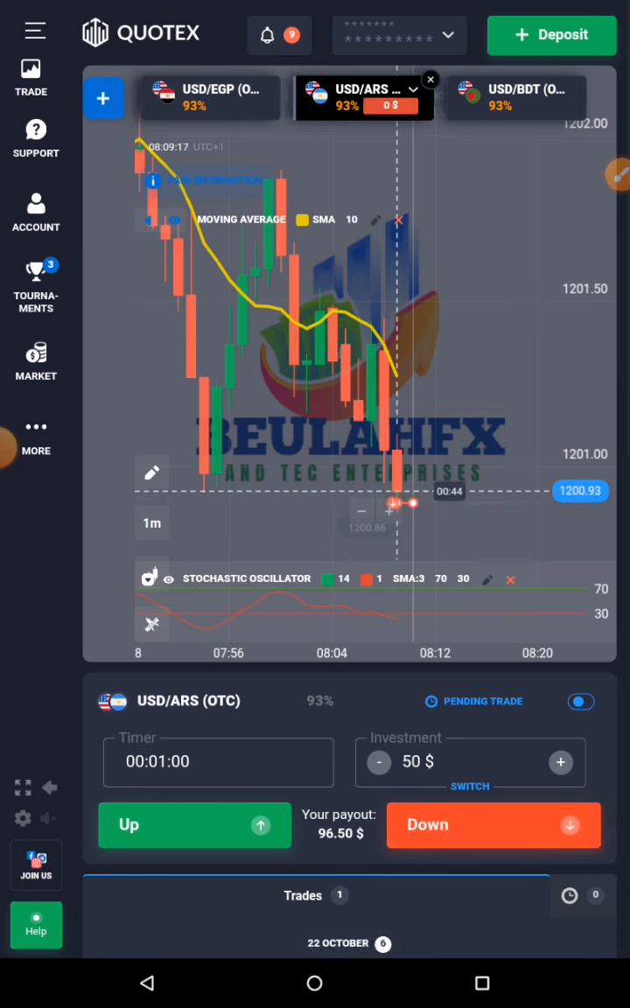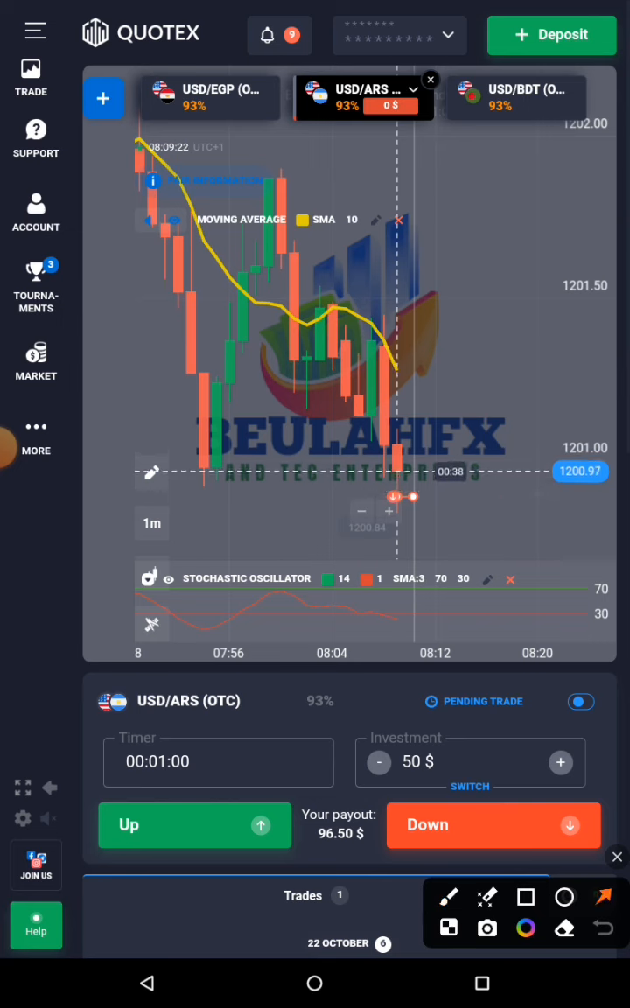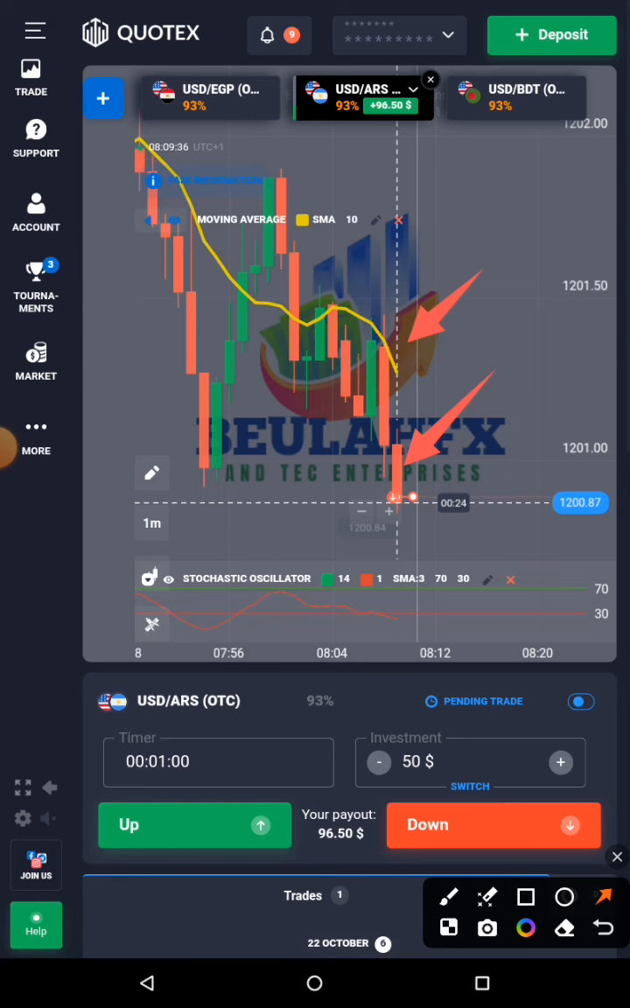Here we can sell for 1 minute, and let me explain the reason why I sold here. Like I recently said, whenever the moving average line, which is that yellow line, crosses a red candle, like you can see, and another red candle is being formed after, it means that the market is going to continue going down for some time.